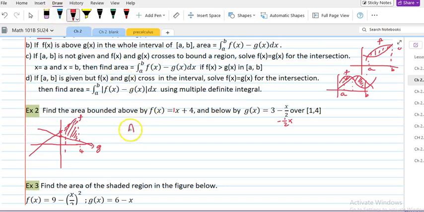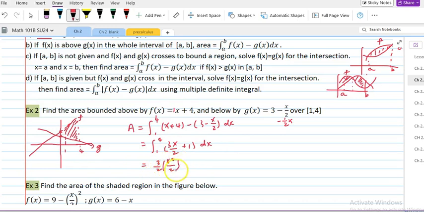So we would say the area is equal to the integral from 1 to 4 of f, which is x plus 4, in parentheses, minus g of x, 3 minus x over 2. Make sure that you put parentheses around 3 minus x over 2, because once you simplify, it would actually become x plus x over 2 is 3x over 2, plus 1, dx. Now we want to do the integral: 3 over 2 times x squared over 2, plus 1x, evaluated from 1 to 4.